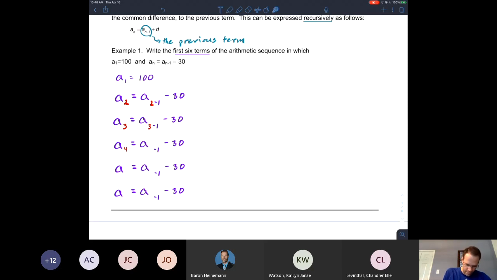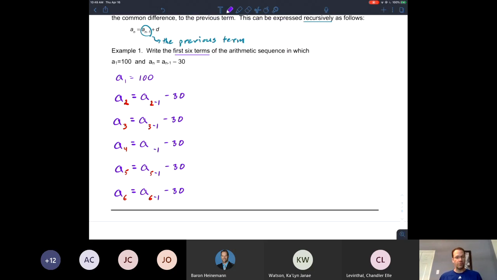Why am I putting that 3 in there? Because that's where the n is. My formula here says A sub n is equal to A sub n minus 1 minus 30. All right, and so A sub 5 would be A sub 5 minus 1 minus 30, and A sub 6 would be A sub 6 minus 1.